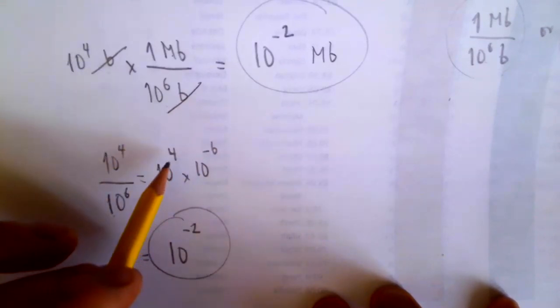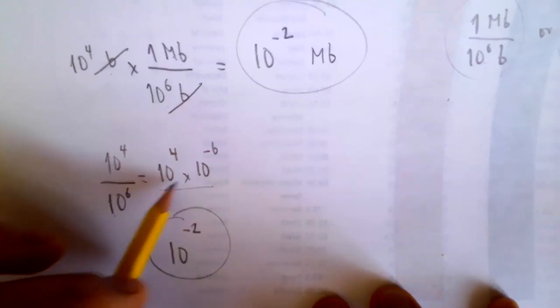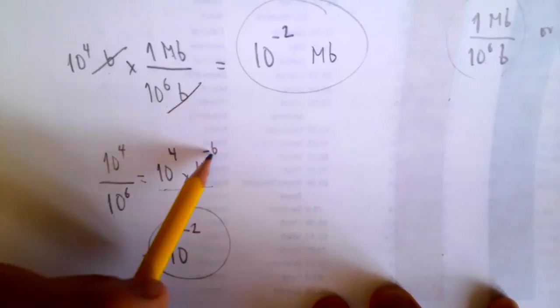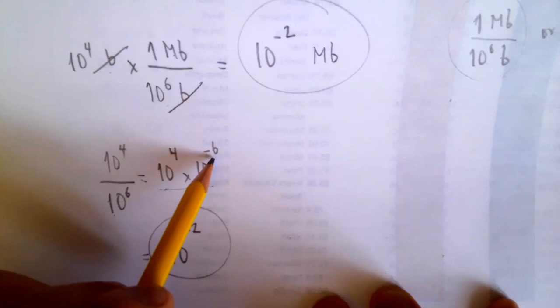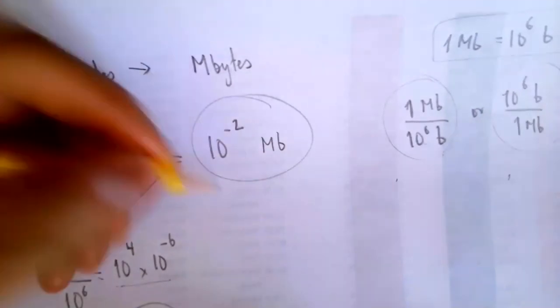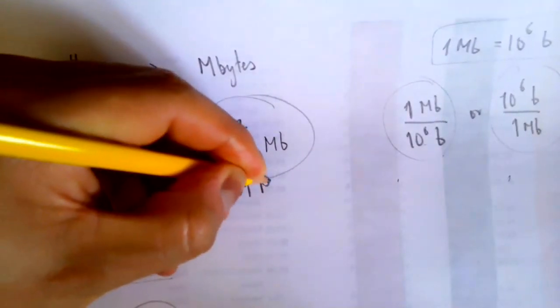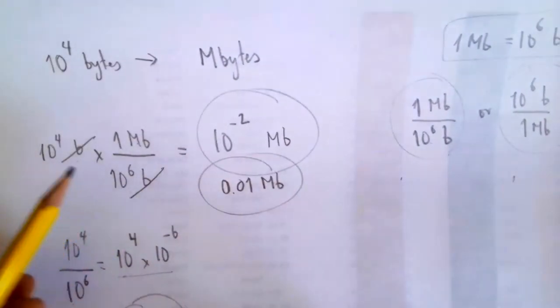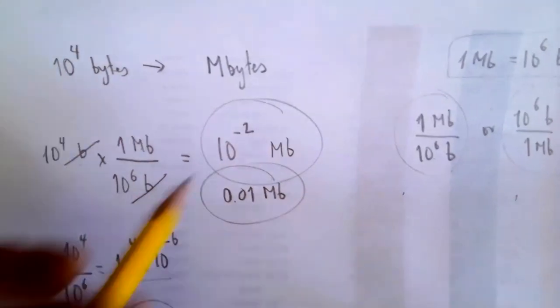10 to the minus 6. And then if I multiply powers, I have to add or subtract. In this case, I'm subtracting because I have 4 to the minus 6, 4 minus 6 is minus 2. But 10 to the minus 2 is equal to 0.01. So I would say 10 to the minus 2 megabytes or 0.01 megabytes. Those two things are exactly the same, equivalent.